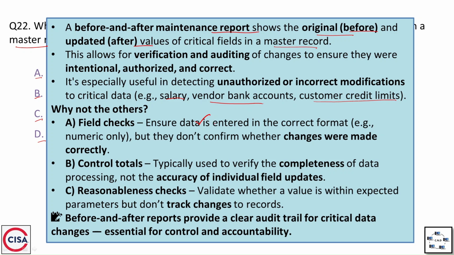Option A, field checks ensure data is entered in the correct format, for example, numeric only, but they don't confirm whether changes were made correctly. Option B, control totals, typically used to verify the completeness of data processing, not the accuracy of individual field updates. And option C, reasonableness checks, validate whether a value is within expected parameters but don't track changes to records. So before and after reports provide a clear audit trail for critical data changes, which is essential for control and accountability.